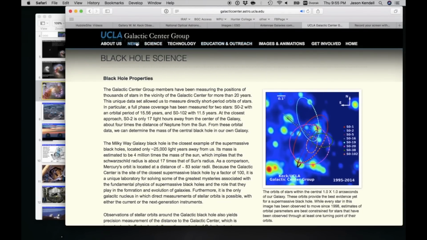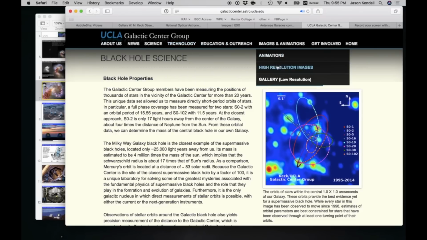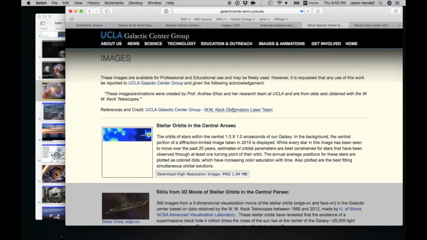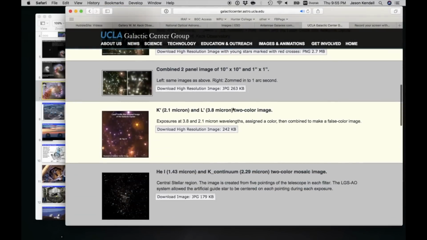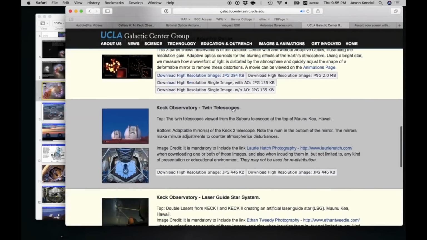And they have some amazing public outreach: their news and science, what is a black hole, what are the telescopes they use, what adaptive optics is, and some of the high resolution images that they've taken. Many of the images that I used in this video were from this website.